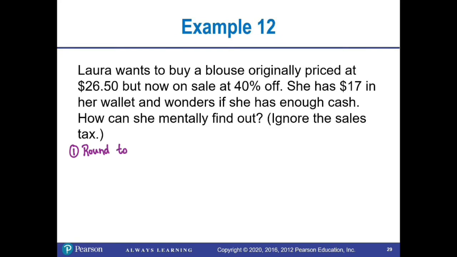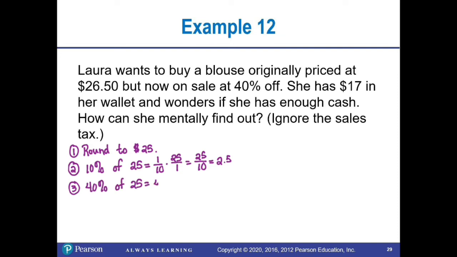I can find 40% of 25 easier than 40% of 26.50. So I'm going to round 26.50 to $25. Well, 10% of 25 would be 1/10 of 25, or 25 over 10, which is 2.5. 40% then is 4 times 2.5, which would be 10. And so our original price of $26.50 minus $10 gives us $16.50.